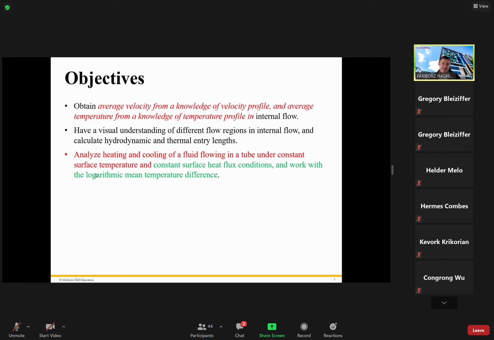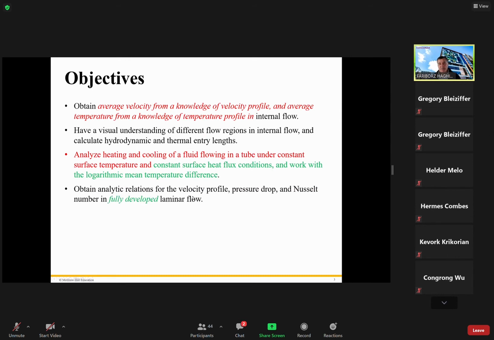You have seen the definition of logarithmic mean temperature, but now we are trying to obtain that definition, that expression, to see how it works and to which scenario it is applicable. Is it constant temperature or constant heat flux, through the tube? Therefore, we have to pay attention to this part because probably this is only applicable to one scenario.